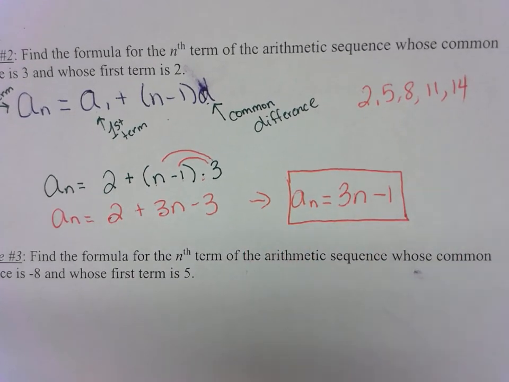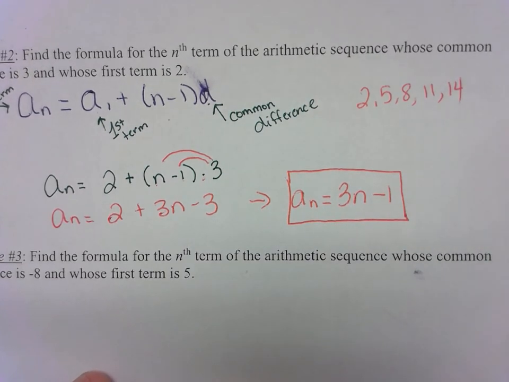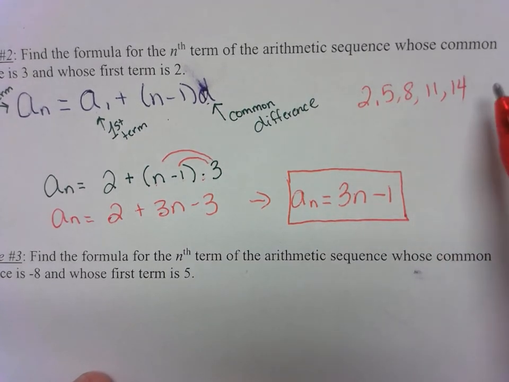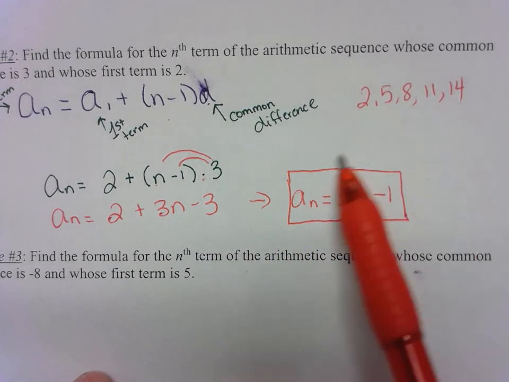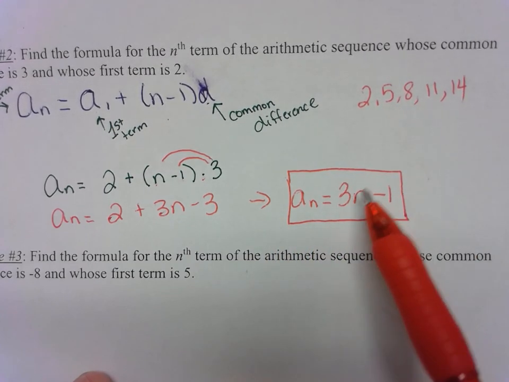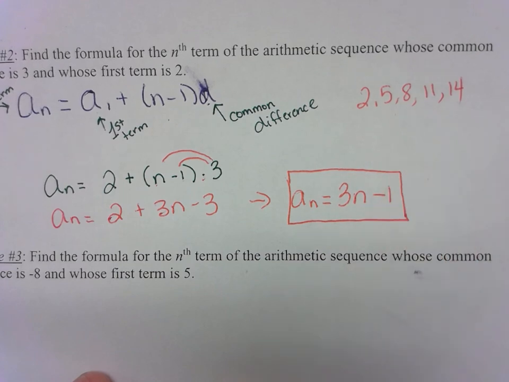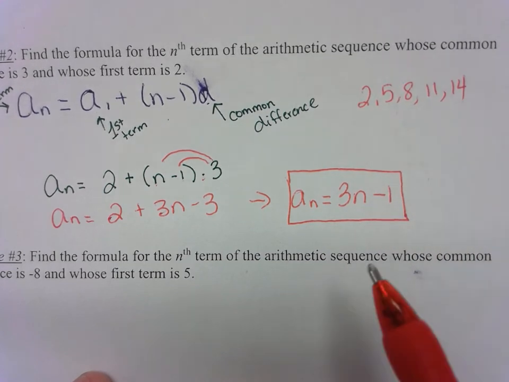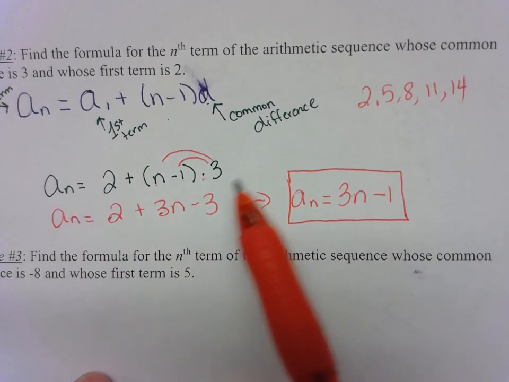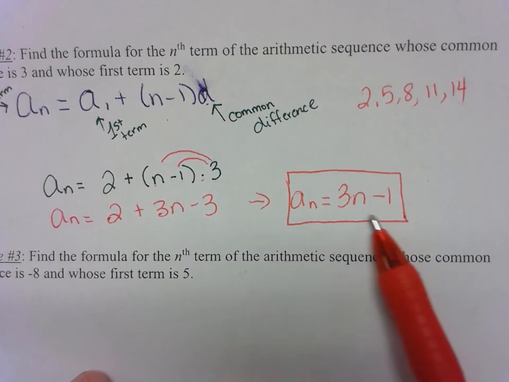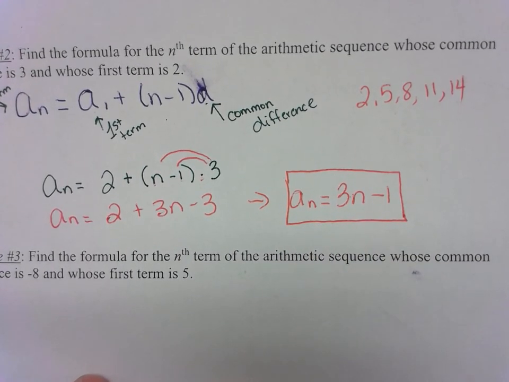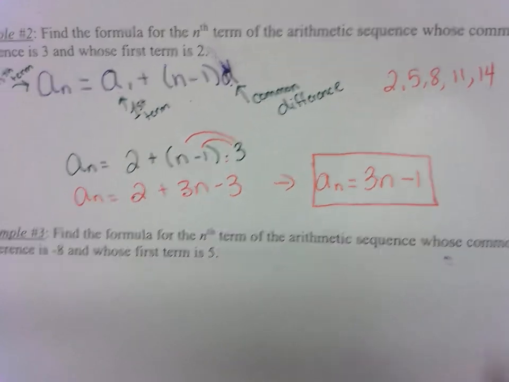Okay, but what if I wanted like the 100th term or the 1000th term? This process would get really cumbersome. Okay, really tedious. So it's really nice to have a formula that you can just plug in one simple number and it'll tell you what the term is. Okay, so don't forget to simplify it down to its simplified linear form. All right, let's do another one.